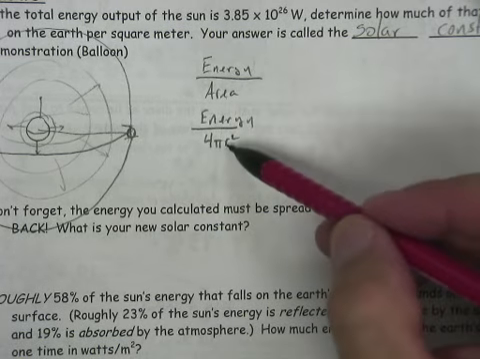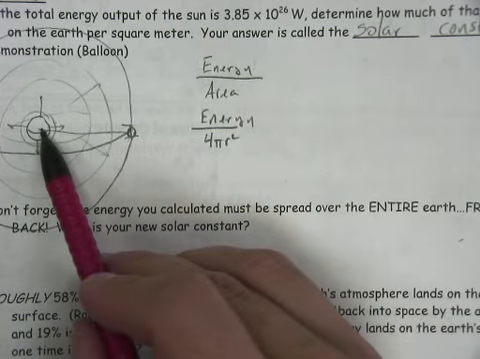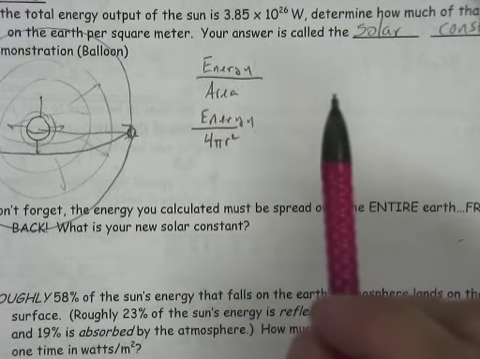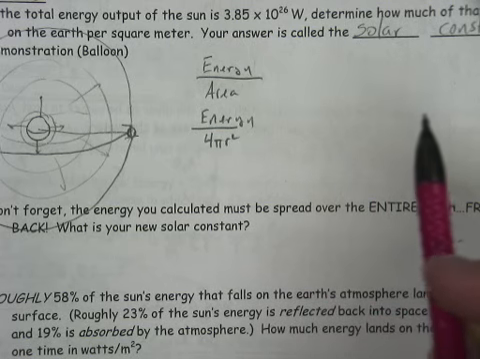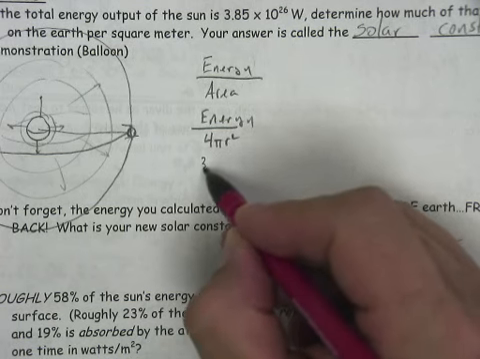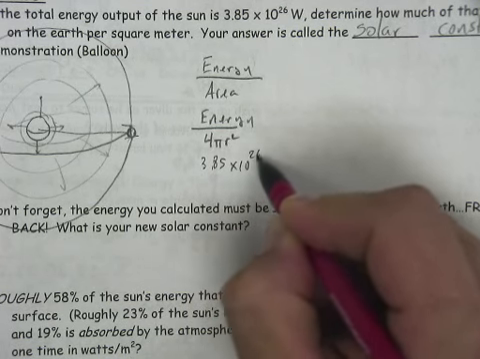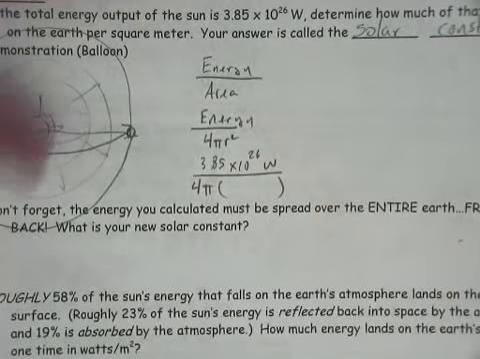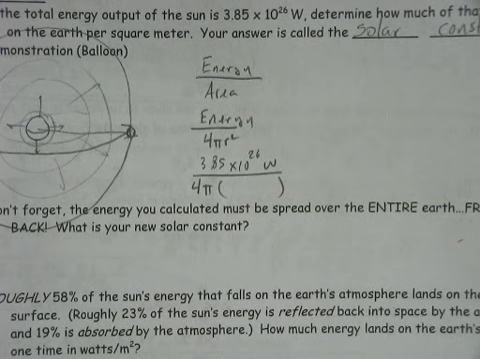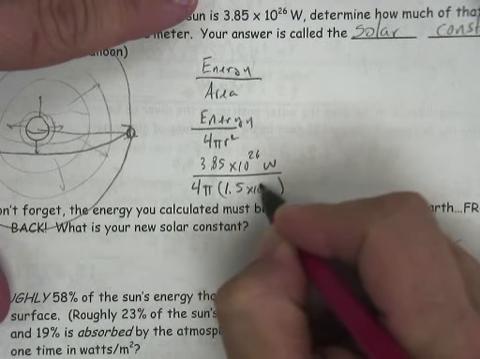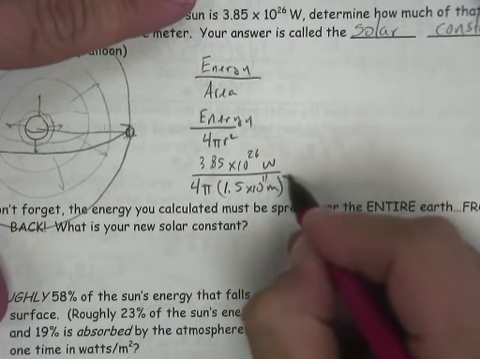So we have the energy, and we need r. R would be the distance between the sun and the earth. And we actually have that number. That's an astronomical unit, and that's on the equation sheet that we have passed out to you. So let's go ahead and plug stuff in. We have energy, which is going to be 3.85 times 10 to the 26 watts divided by 4 times pi times the radius. That's the distance between the sun and the earth, and if you look that up, it's 1.5 times 10 to the 11th meters, and then we have to square that.